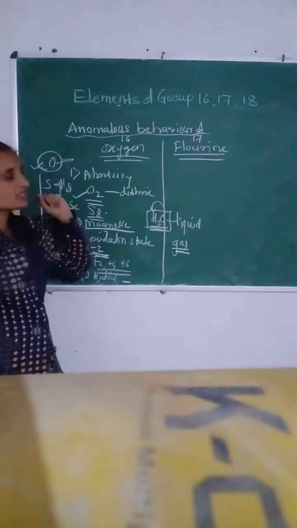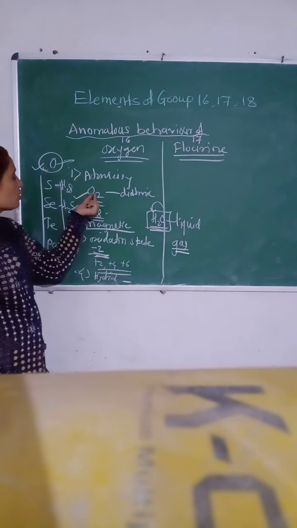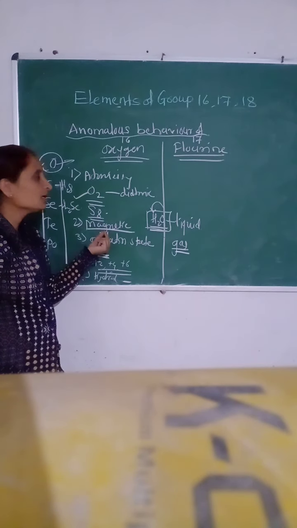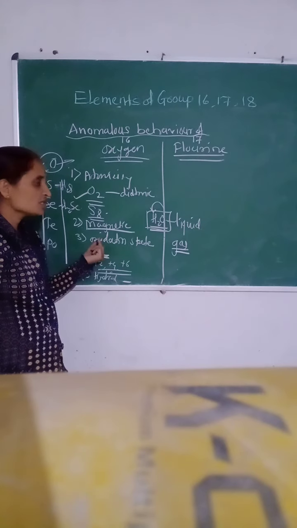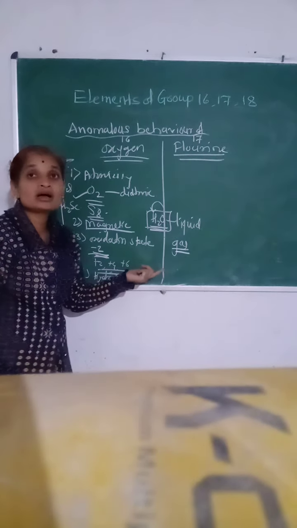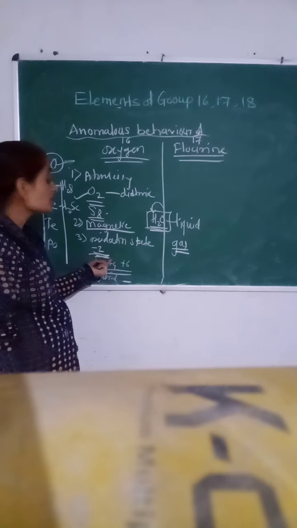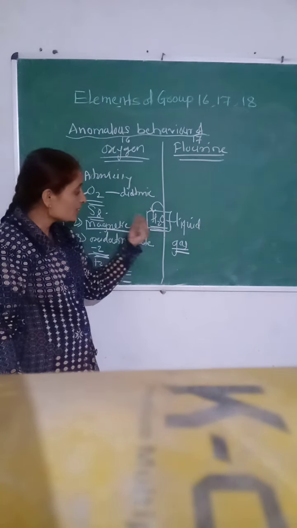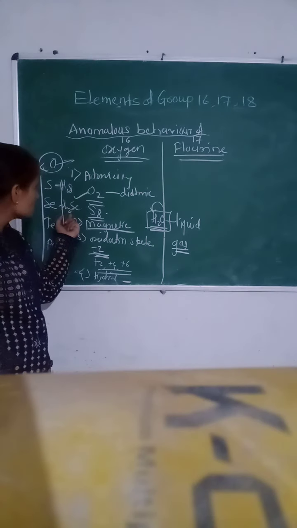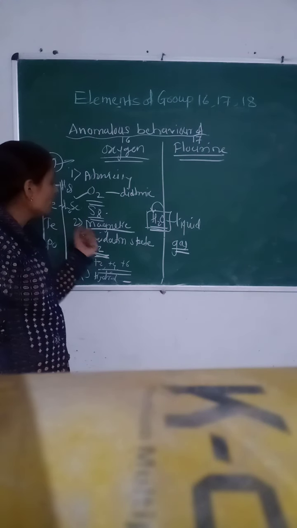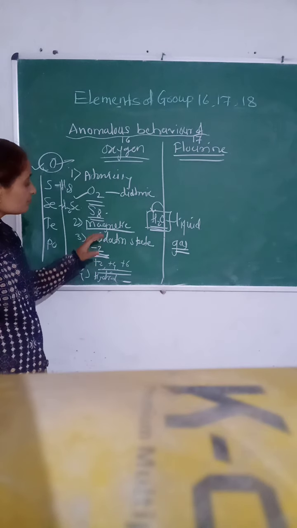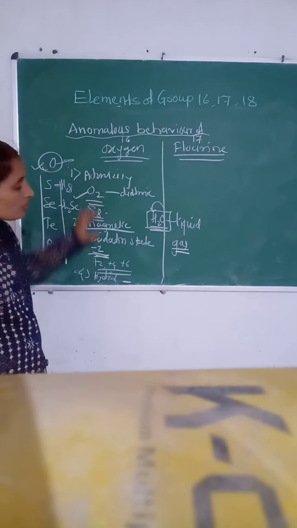Anomalous means totally different. Oxygen is diatomic, others polyatomic. It is paramagnetic, others diamagnetic. Oxidation state -2, while others show +4, +2, +6. Then the hydride of oxygen is in the liquid phase, but the other hydrides, H2S, H2Se, H2Te, are in the gaseous phase. This is a different property from the other elements.